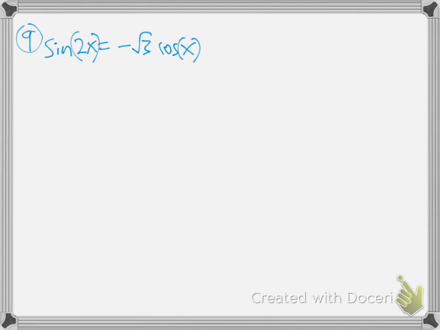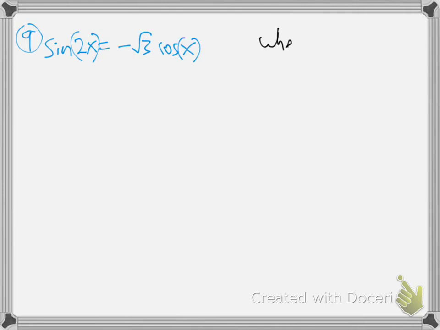That's a problem. Those have to be the same. We can't have them mixed. If they were both 2x, great. If they were both regular x, great. But you can't mix them. That's a big problem. That's a big deal. So we have to do something about that.